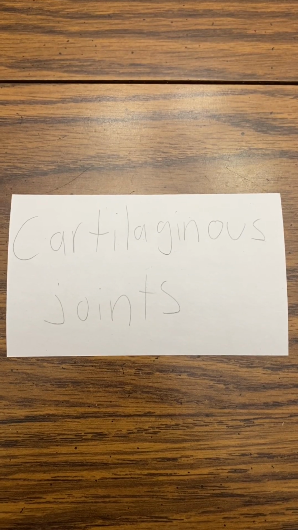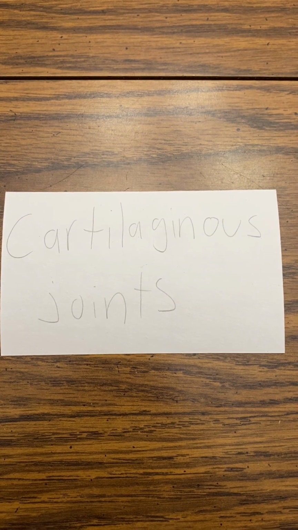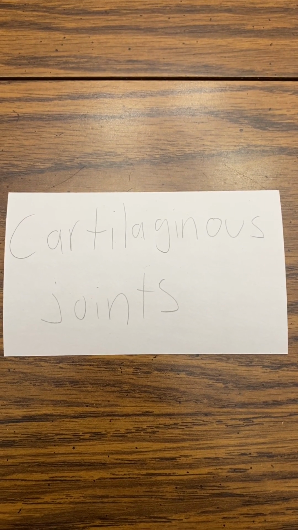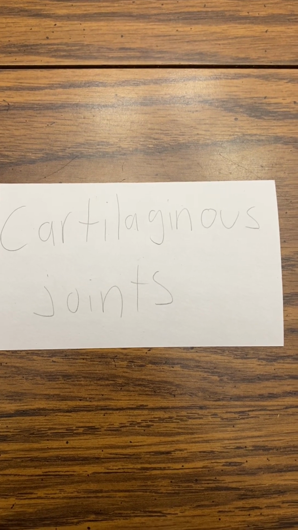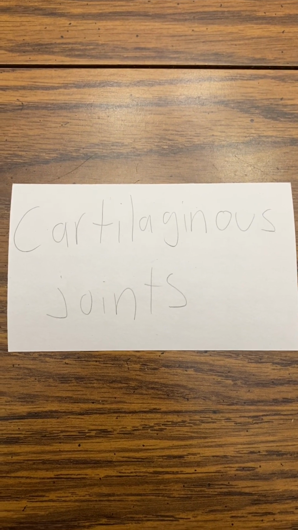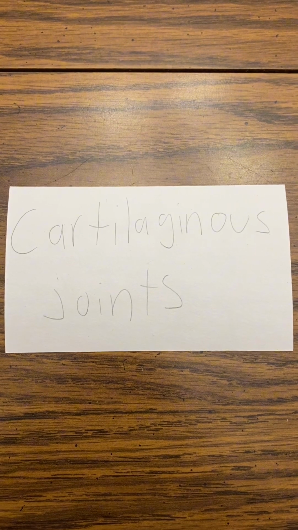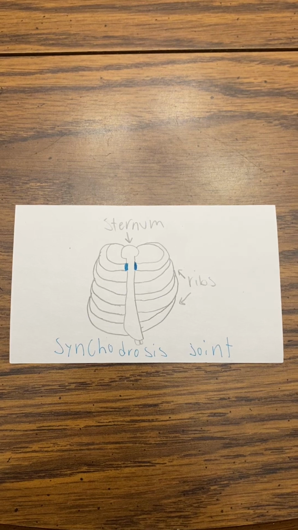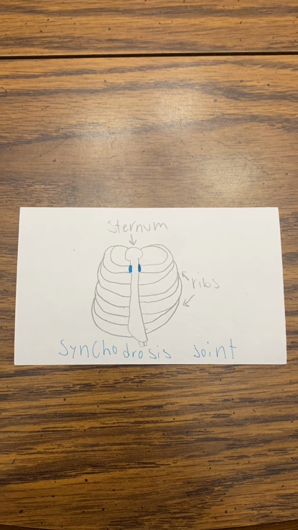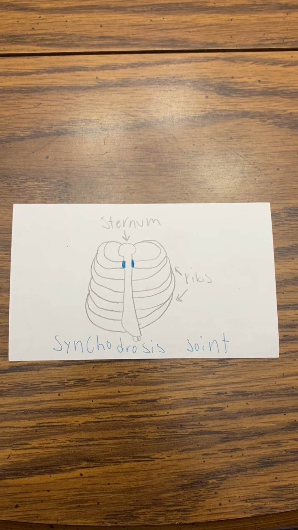The next type of joint we're going to talk about are cartilaginous joints. Cartilaginous joints are where two bones are linked by cartilage. This provides a moderate amount of movement, also known as amphiarthrosis. There are two types of cartilaginous joints. The first type is synchondrosis, where the bones are bound by hyaline cartilage. An example is where the ribs connect to the sternum.